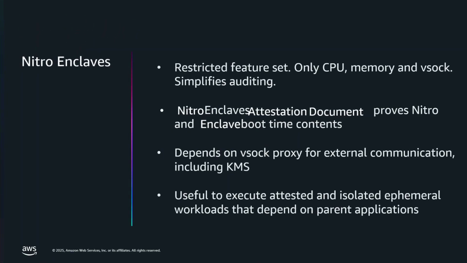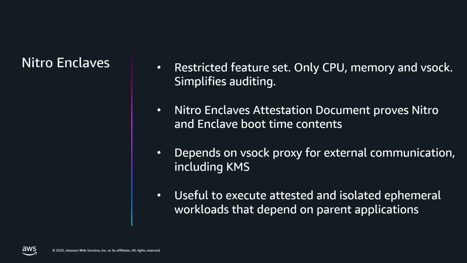So Nitro enclaves. It's a super useful feature, but it does have a restricted feature set. So you only have CPU, memory and VSOC available, which dramatically simplifies auditing because you don't have a lot of surrounding code and access mechanisms available to the environment, but it also means you don't get access to GPUs. For that, we recommend EC2 attestation instead because that gives you a full-blown environment just like you would on a normal EC2 instance.